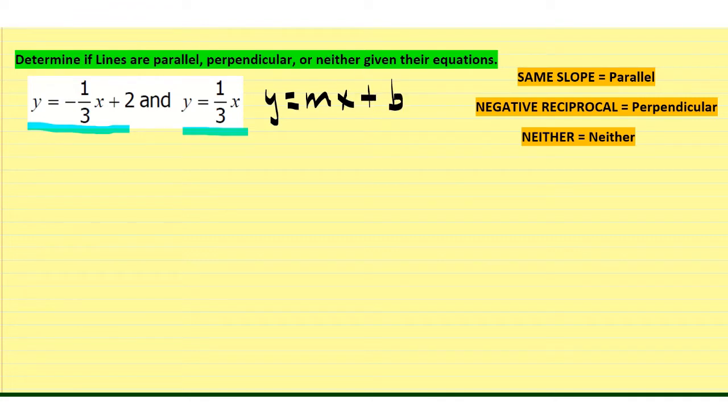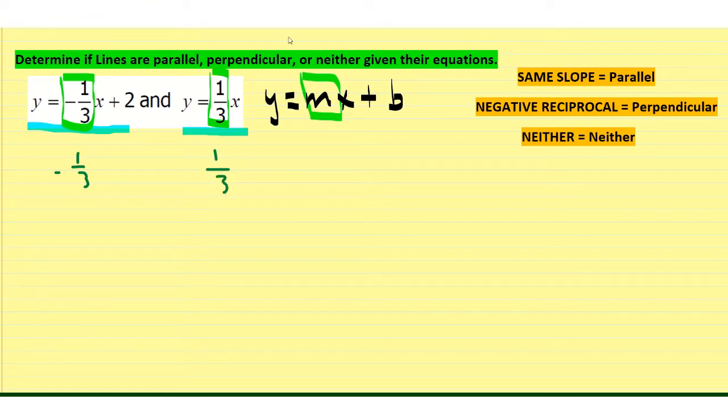We like this form because any number that is in this position where the m is will be the slope of that line. So we're going to look at the negative 1/3, which is in the m position. That means the slope of that line is negative 1/3. And then we're also going to look at the slope of the second line. It's 1/3. It's the m position in front of the variable x. So the slope of the second line is 1/3.